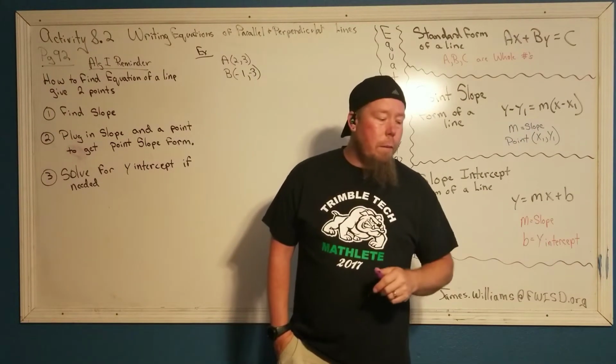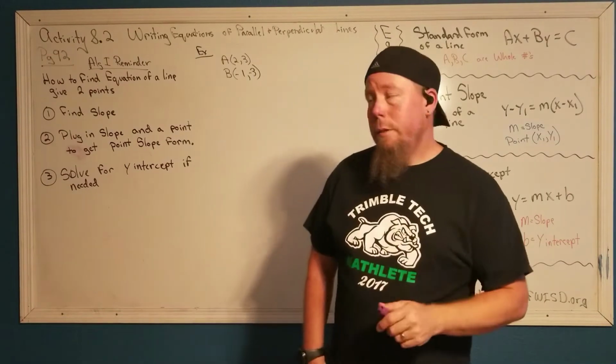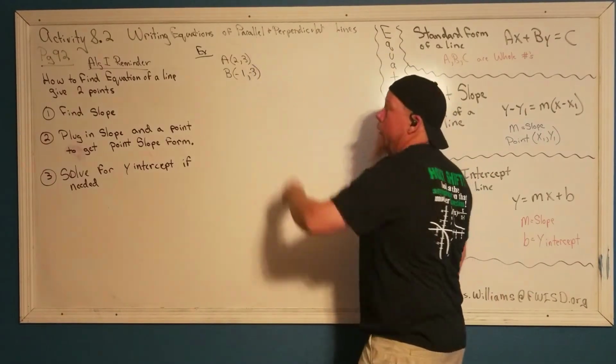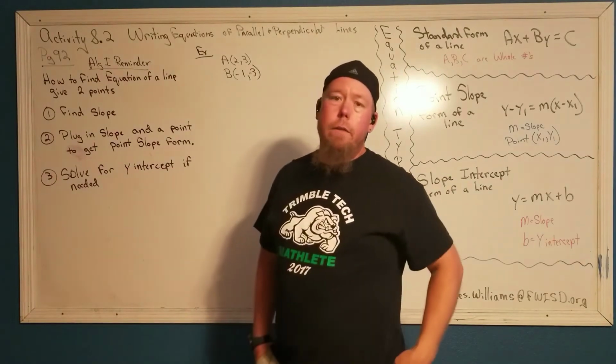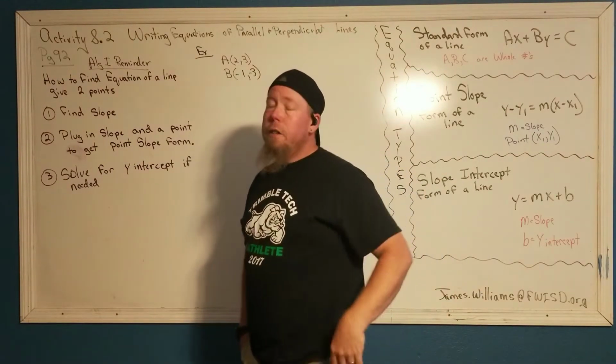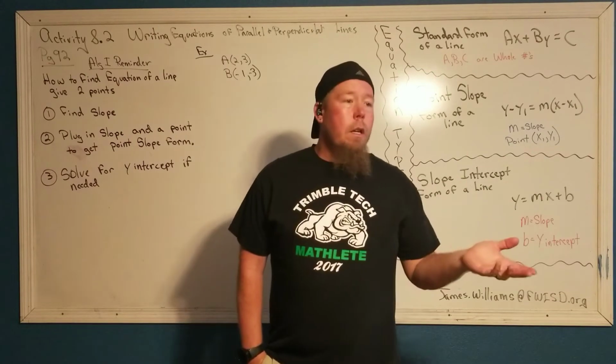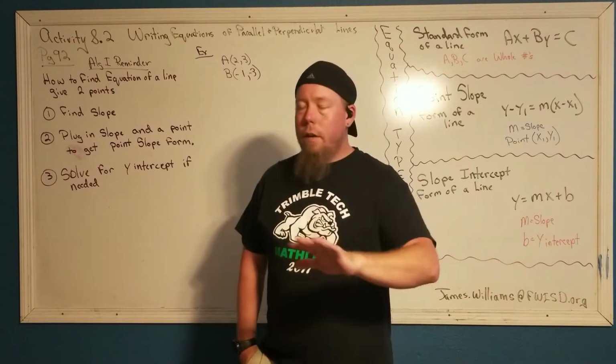So we're going to 8.2. We're going to be on page 92. And now we're going to be looking at writing equations of parallel and perpendicular lines. Before we do that, we really need to cover some basic algebra that should have been covered in Algebra 1, but who knows if you remember it, right? So let's just cover it to make sure we're good.